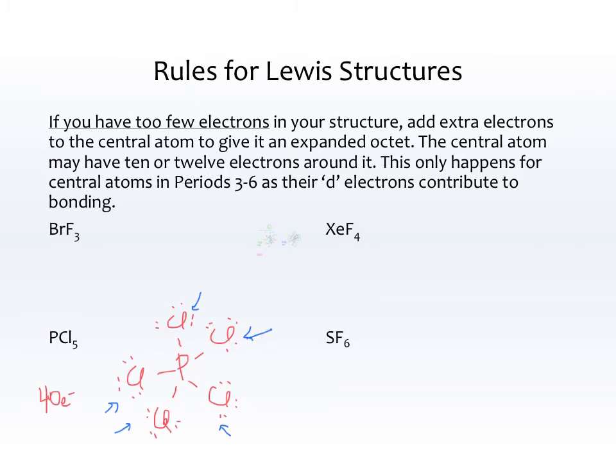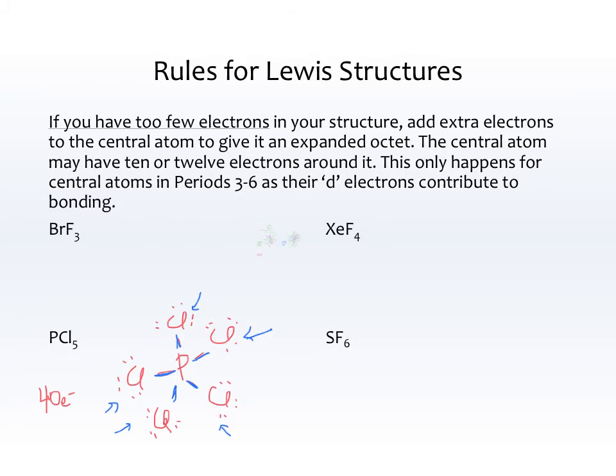This counts as an expanded octet because phosphorus is connected to 5 different chlorines. So phosphorus here has 10 electrons around it. Even though we're not adding extra lone pairs, it's still an expanded octet. The same with the next one.